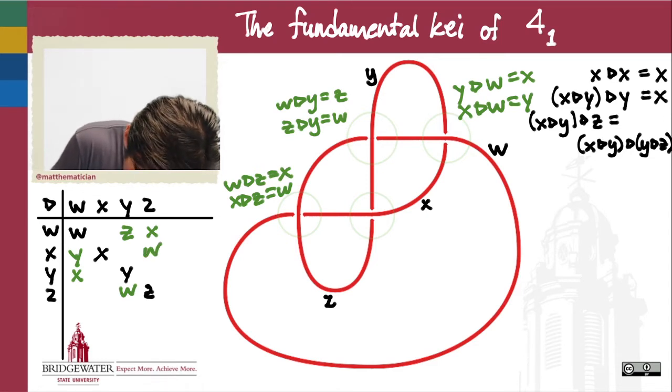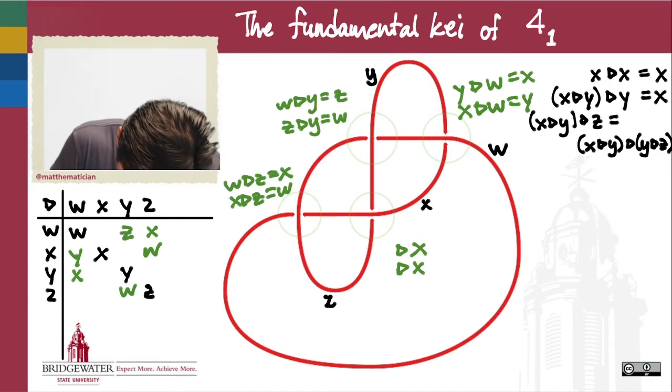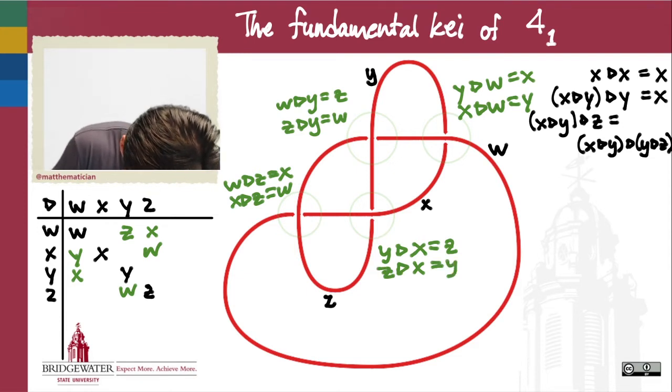And finally, at my 4th crossing, down here, the bridge is X, and the highways are Y and Z. I hope I have this right. So Y triangle X is Z, and Z triangle X is Y.